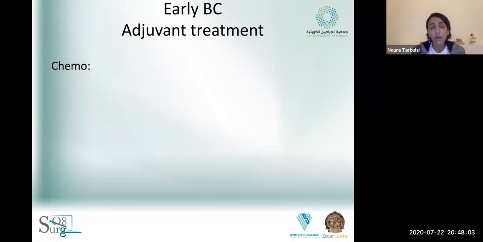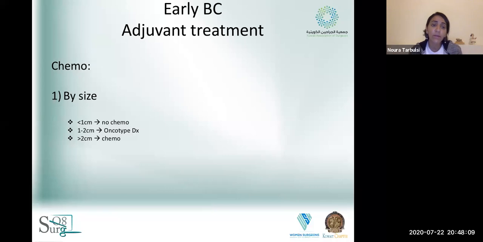Adjuvant chemotherapy for early breast cancer, it's not always needed, but here are the indications. By tumor size, if the tumor is less than 1 centimeter, there is no need for chemotherapy. If it's more than 2 centimeters, we refer them to get chemotherapy. Between 1 to 2 centimeters becomes a little bit controversial, and this is the time when we send for more complex biological testing like the Oncotype DX and the MammaPrint to help us identify the risk of recurrence specifically in that patient. If the risk of recurrence is low, we omit chemotherapy. If it's high, we give chemotherapy.